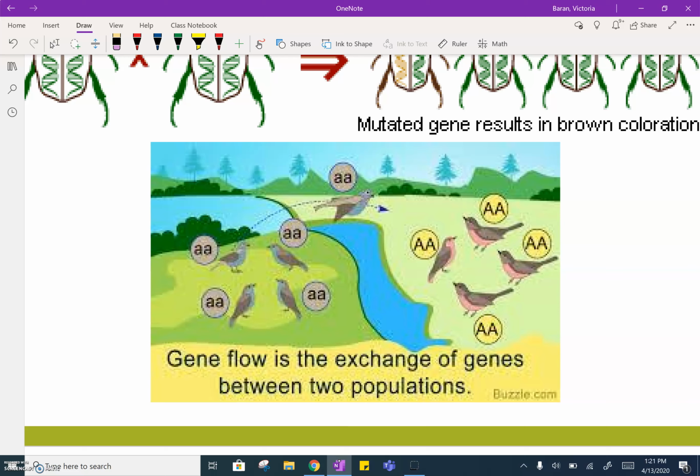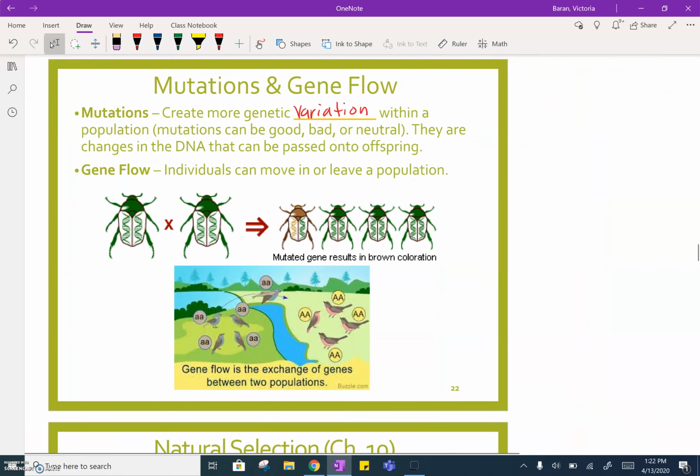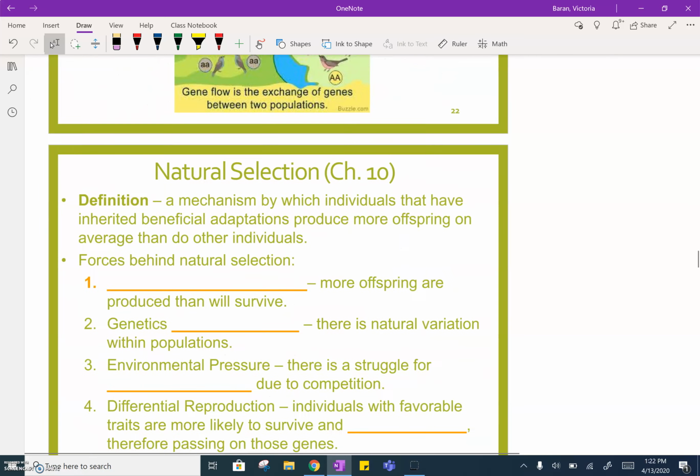So you can have certain individuals leave or join a different group of the same species, and this is going to cause us to change the genes. So now we're introducing the recessive gene, we'll say color, this blue color, into this population that has only the dominant form of that gene and are all red. So we're having an exchange of genes, and that is gene flow.